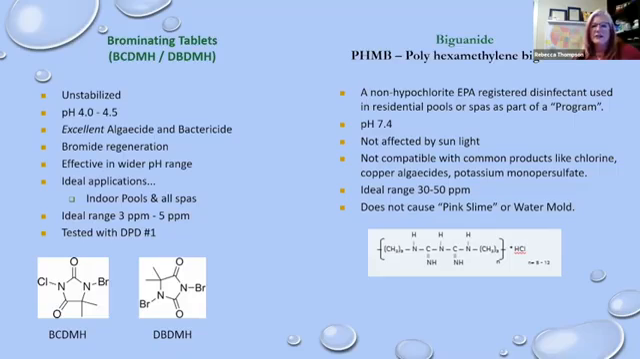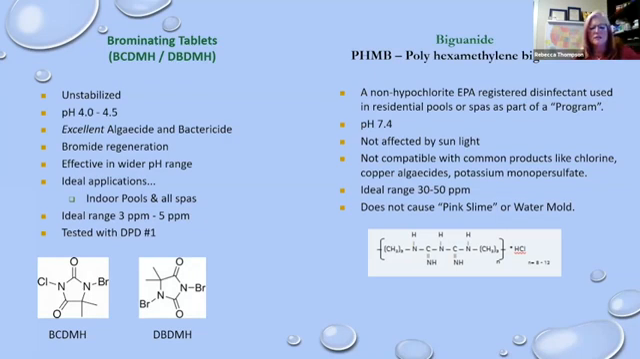It is an excellent algicide and bactericide. Bromine does regenerate. It's effective in a wider pH range. As I said, it's ideal for indoor pools and spas. 3 parts per million to 5 parts per million is your reading that you want to get, and it is tested with the DPD #1 test.